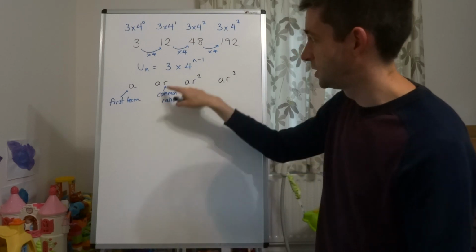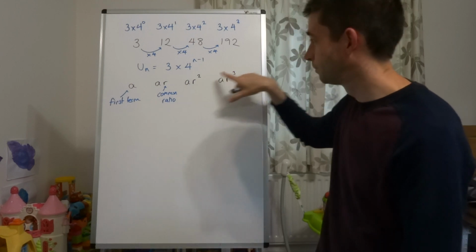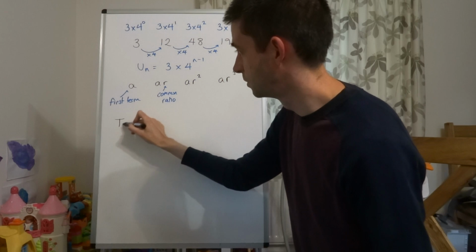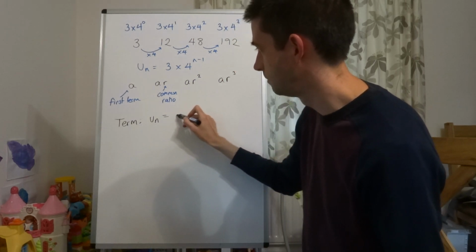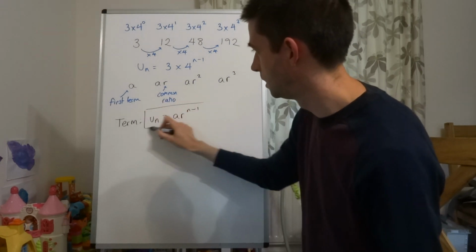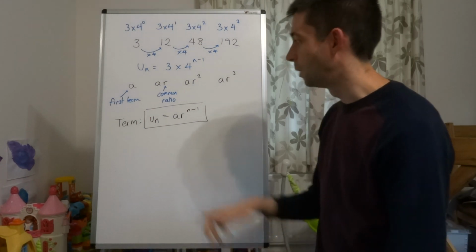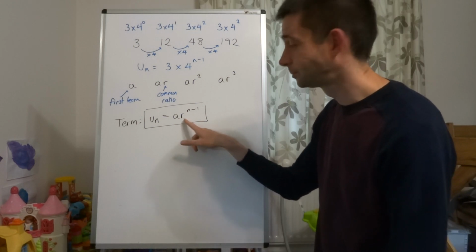And what you'll notice is, second term, r to the 1, third term, r to the 2, fourth term, r to the 3. So we can write the general rule for finding the term as term n is a times r to the power of n minus 1, where a is the first term, a number, and r is the common ratio.